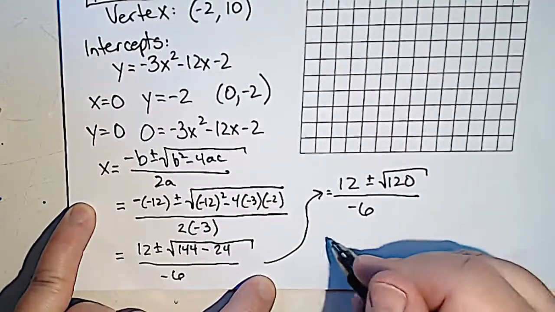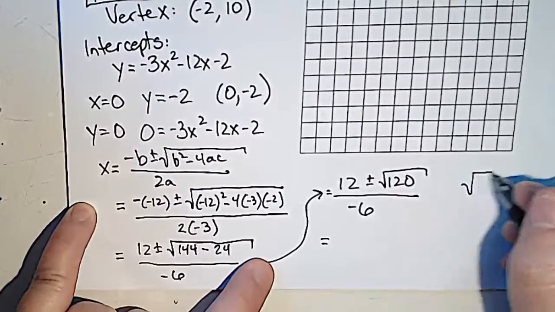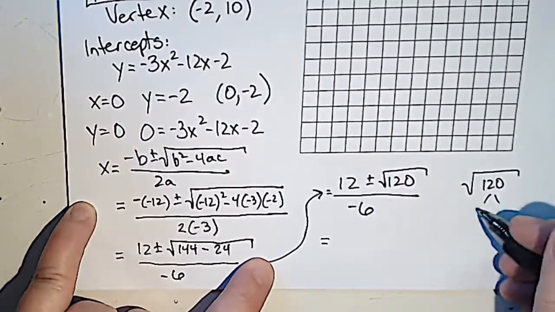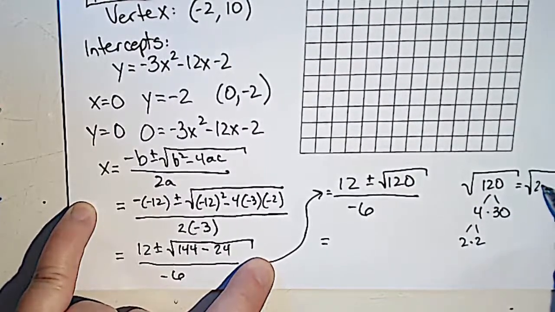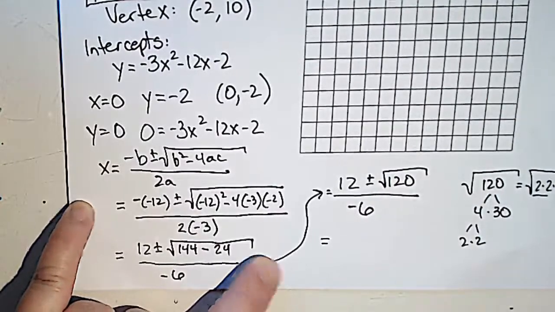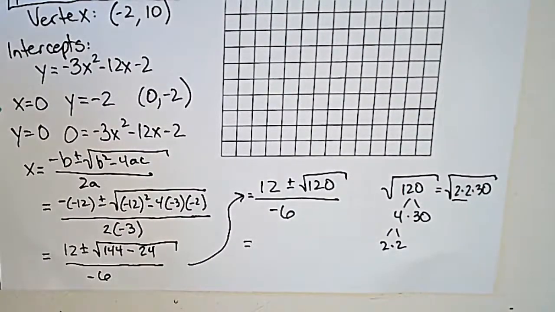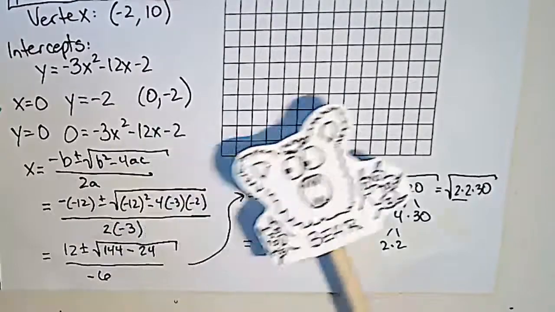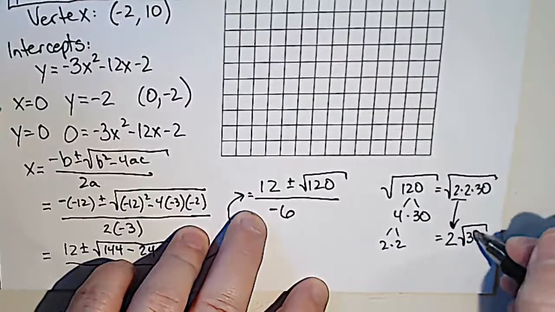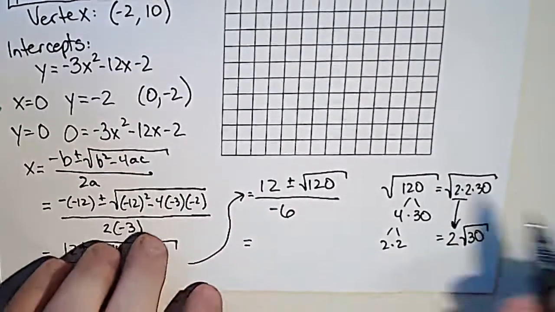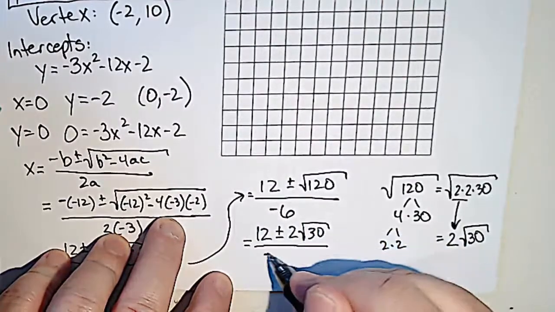I've got bad news, guys. We're going to have to simplify this square root of 120. Let's see, it's 4 times 30. So that's 2 times 2 times 30. The 2's go running. Oops, sorry, too far over to the side. The 2's go running. Where's my bear? The 2's go running. Ah, the bear comes through. Yum, yum, yum. The 2 comes out, and I've got radical 30. So I've got 12 plus or minus 2 radical 30 all over negative 6.